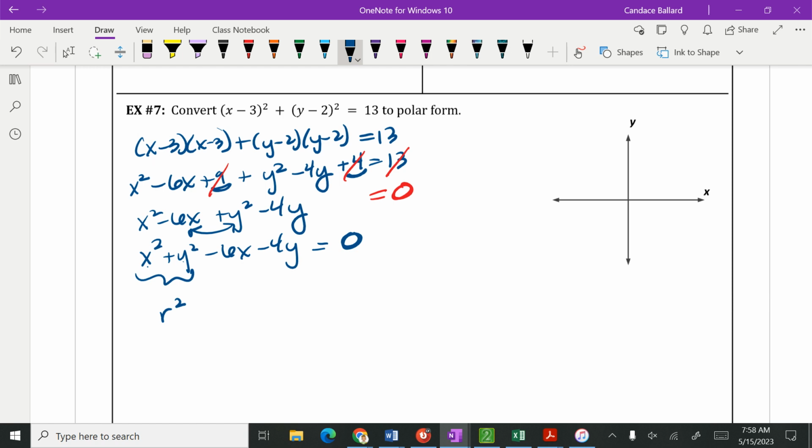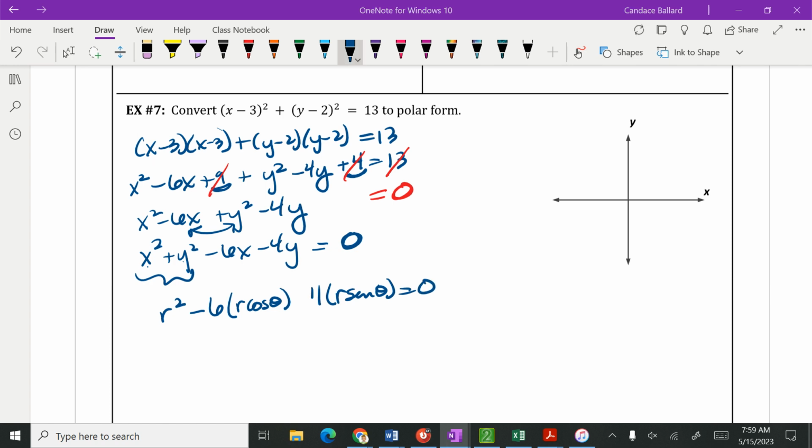Okay. All right. I'm going to also now do, let's see, what do I get to put in for x? R cosine theta. Good. And then what do I get to put in for y? R sine theta. Good. Equals 0. There's a negative there. This looks like an extended 4.